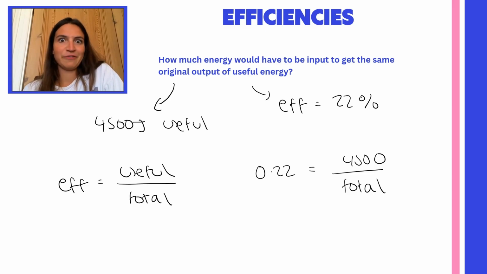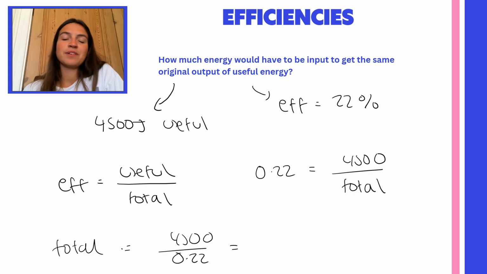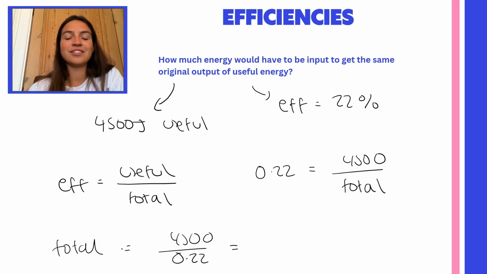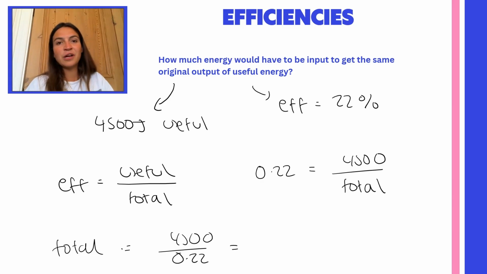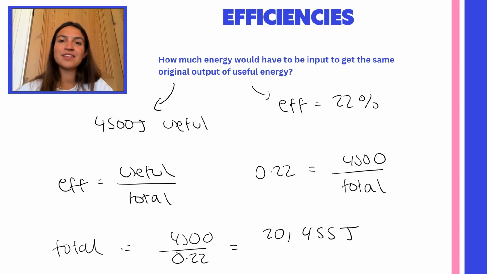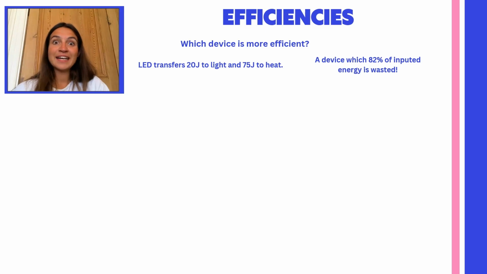0.22, remember I've changed that percentage by dividing by 100 into my efficiency, equals 4,500, that is my useful, divided by my total. So this time, to get my total, I need to take that 4,500 and divide through by 0.22. That gives 20,455 joules.